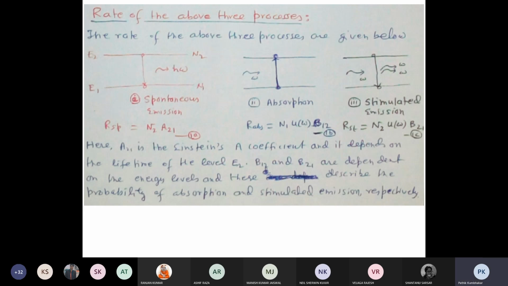Now, when we send incident radiation, external radiation, to the system of atoms, this radiation might be absorbed by the atoms which are in the ground state.